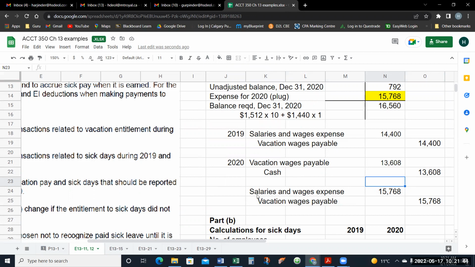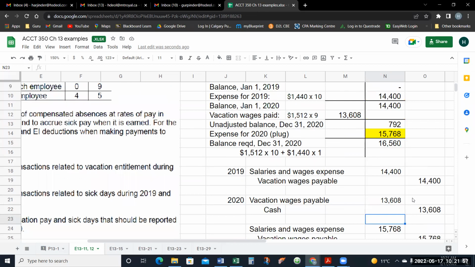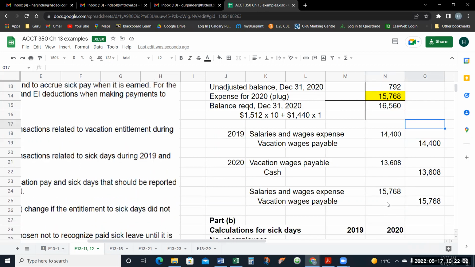What we would then have is debit salaries and wages expense 15,768, credit the cash 13,608, and then whatever is the difference, that's how much the vacation wages payable account will be credited for. And that would just be the difference of 16,560 as opposed to 14,400. And you can try that out at your end.